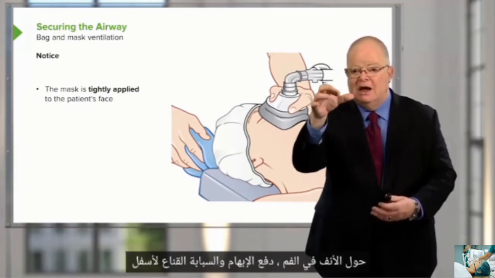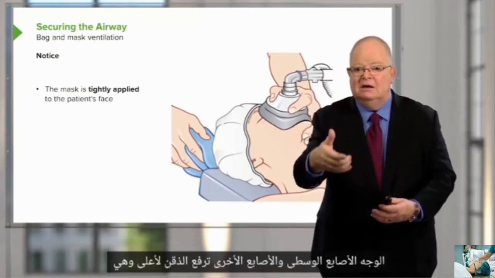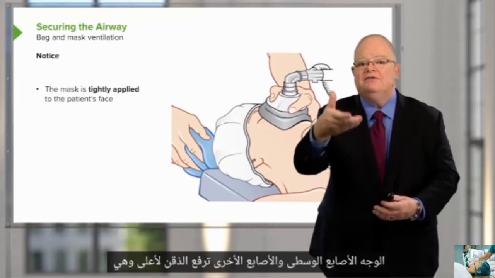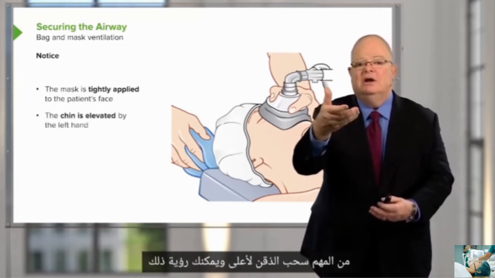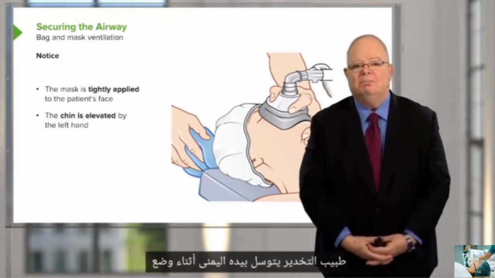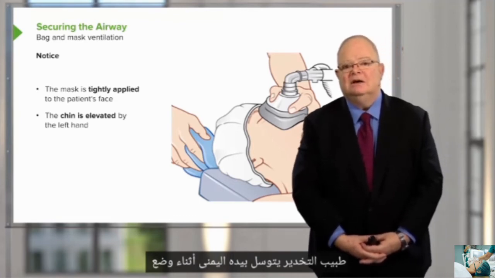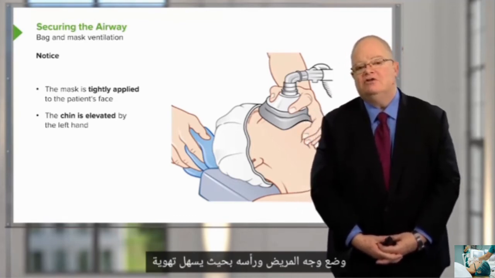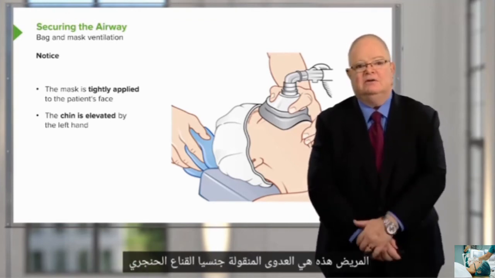The thumb and forefinger force the mask down over the face. The middle finger and other fingers lift the chin up, and it's important to pull the chin right up. And you can see that this anesthesiologist is bagging with his or her right hand while positioning the patient's face and head so that it's easy to ventilate the patient.